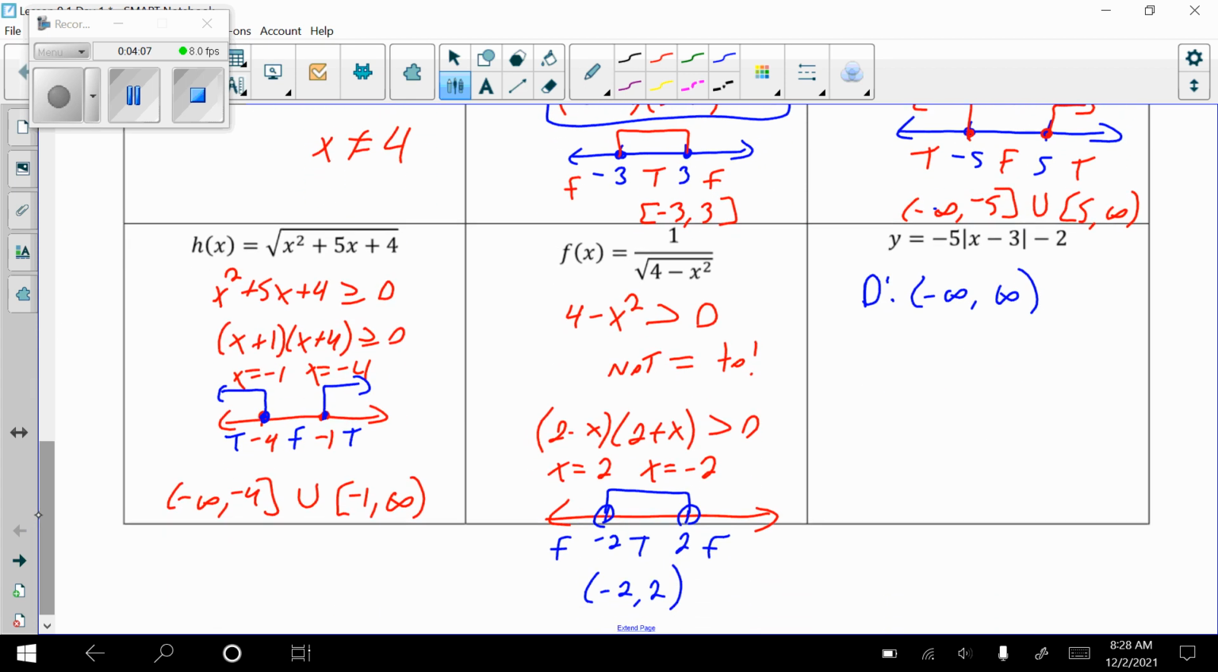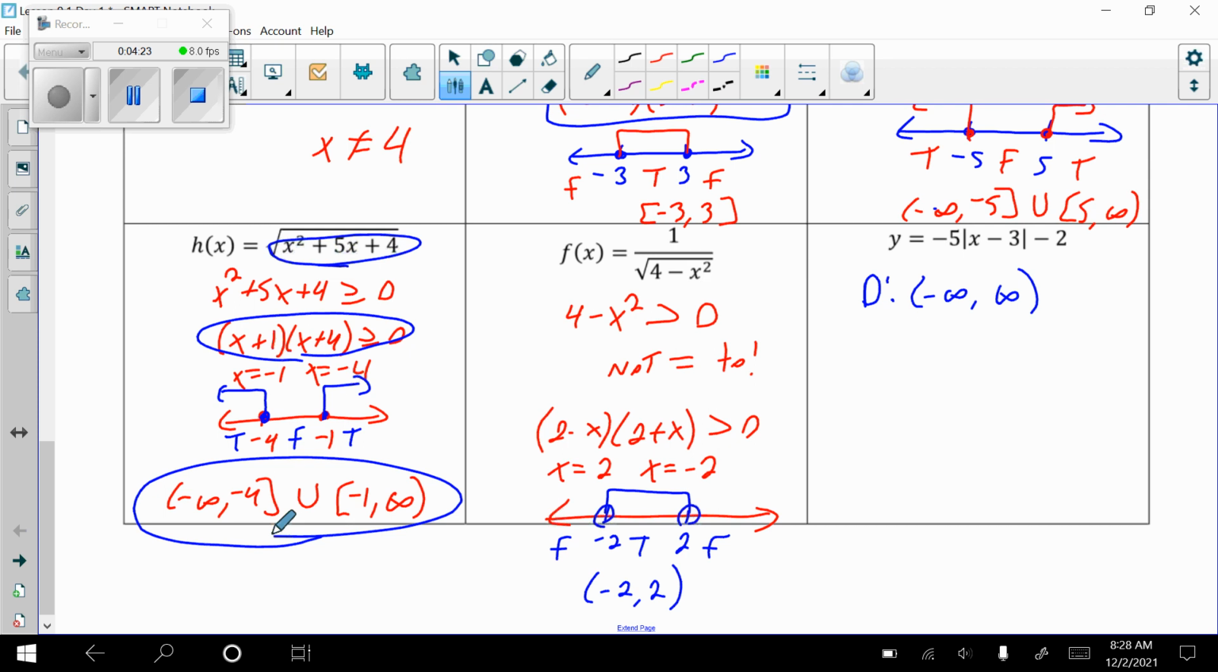This one is the same way, we just had to factor it, so 2 factors of 4 that add to give me 5, so that's how I did that one. I found that my 2 critical points were -1 and -4, and I used my test points. And so the proper answer is in interval notation, but we've done all this before. This is all review, so I kind of went back and forth on that.